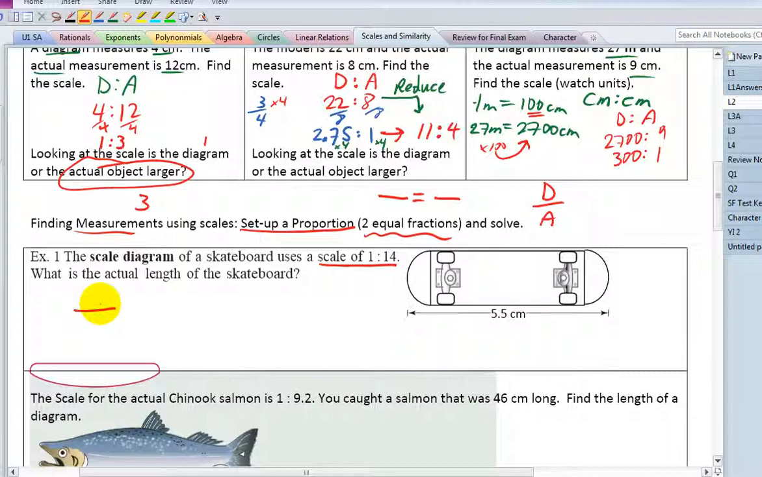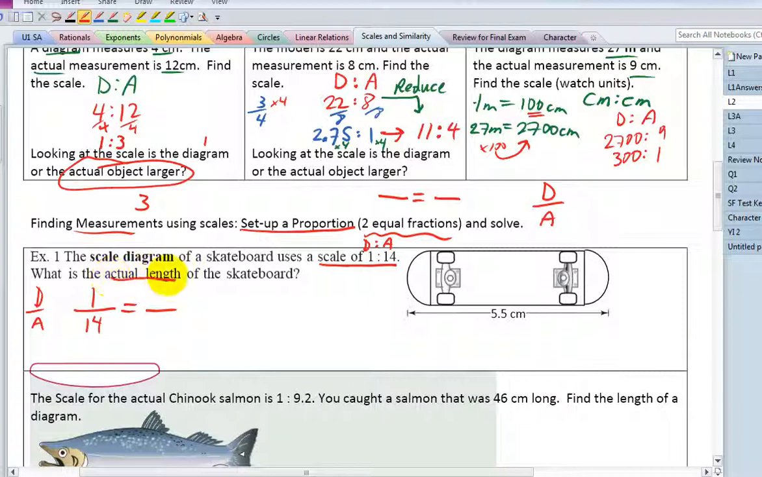14 over 1? Nope. Over 14. I said it's 1 over 14. Then you say diagram over actual. Be sure. So here's diagram, there's actual. It's easy. Okay. So now we have to come up with another fraction.